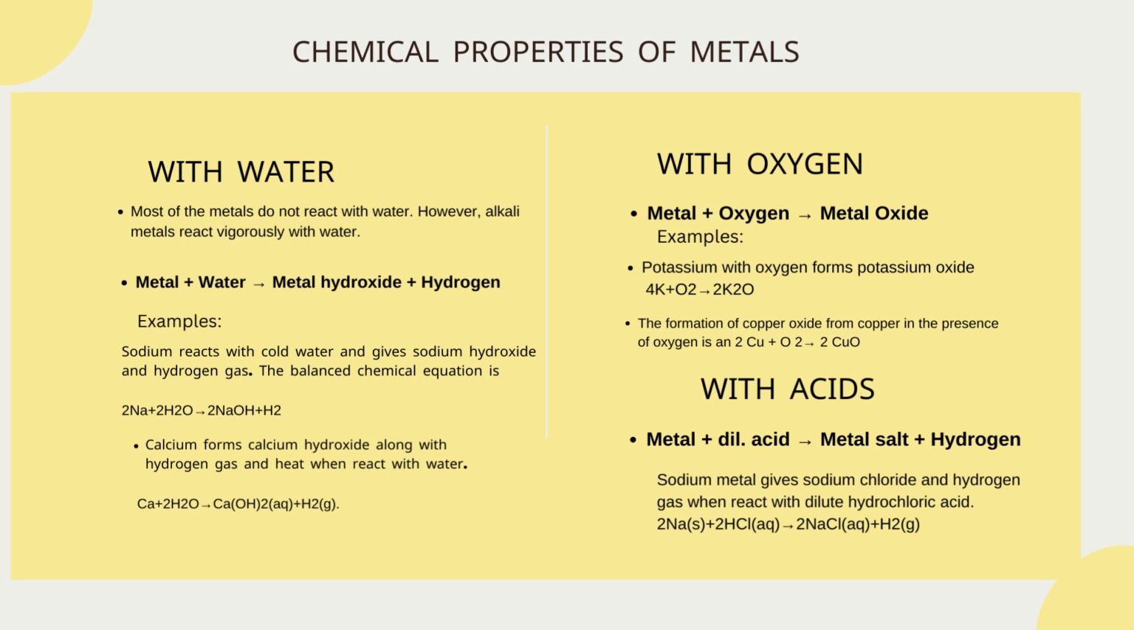Next is reaction of metals with dilute acids. Metals form respective salts when reacting with dilute acid. Metal plus dilute acid gives metal salt plus hydrogen. Examples are: sodium metal gives sodium chloride and hydrogen gas when reacting with dilute hydrochloric acid. Magnesium chloride and hydrogen gas are formed when magnesium reacts with dilute hydrochloric acid.